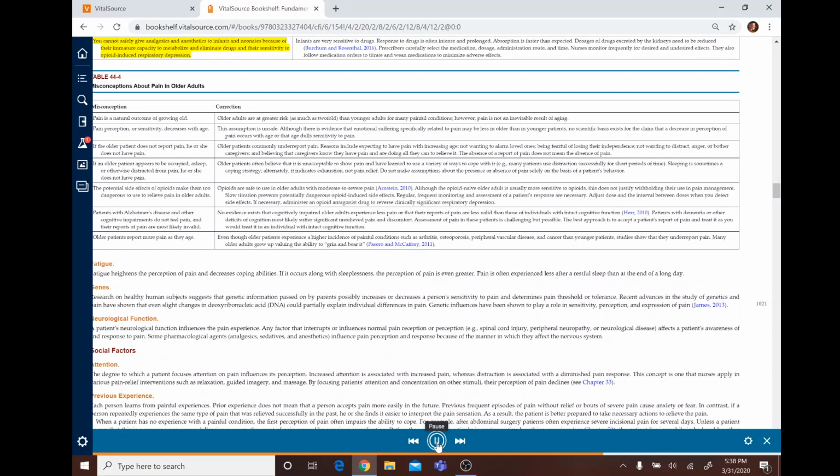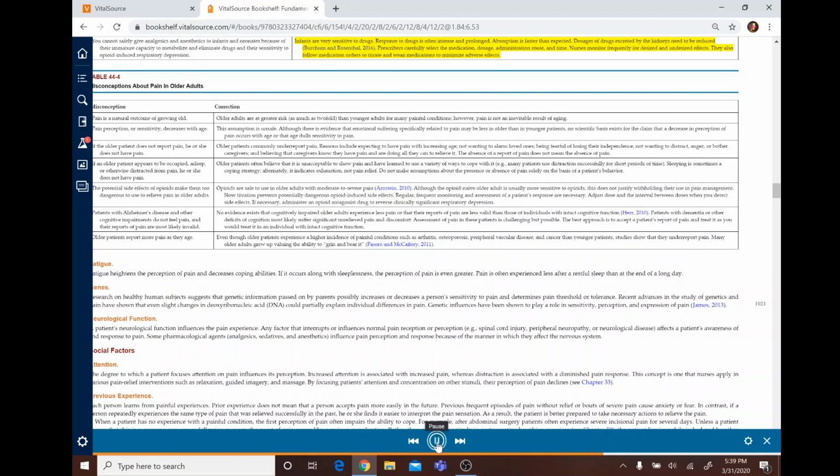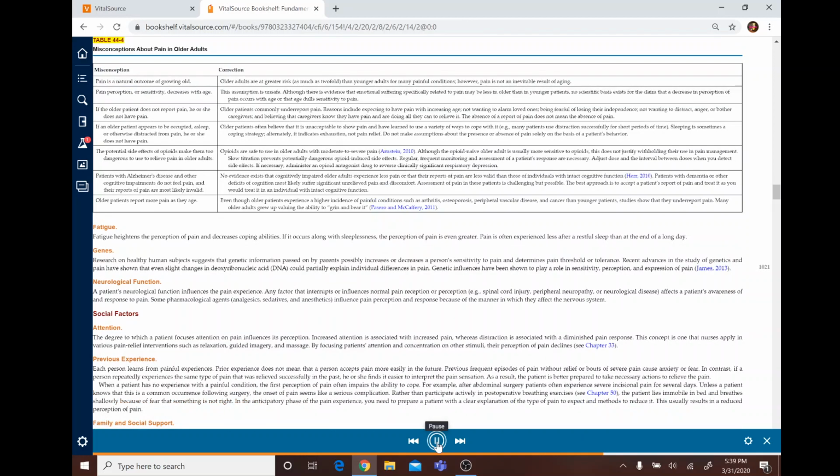You cannot safely give analgesics and anesthetics to infants and neonates because of their immature capacity to metabolize and eliminate drugs and their sensitivity to opioid-induced respiratory depression. Infants are very sensitive to drugs. Response to drugs is often intense and prolonged. Absorption is faster than expected. Dosages of drugs excreted by the kidneys need to be reduced. Burcham and Rosenthal, 2016. Prescribers carefully select the medication, dosage, administration route, and time. Nurses monitor frequently for desired and undesired effects. They also follow medication orders to titrate and wean medications to minimize adverse effects. Table 44-4.